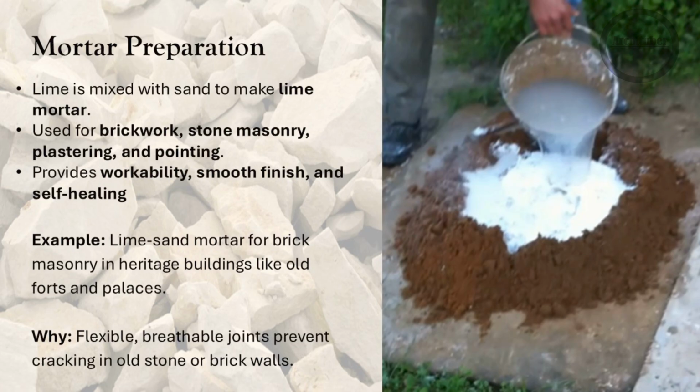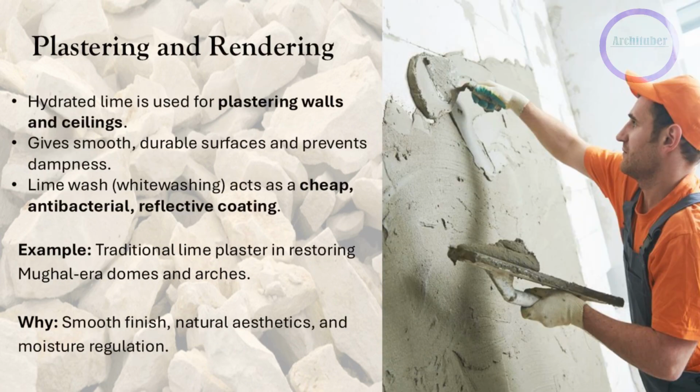Because it is flexible and breathable, joints can prevent cracking in old stone or brick walls. Then coming to plastering and rendering, hydrated lime is used for plastering walls and ceilings also. It gives smooth and durable surfaces and it prevents dampness. It also acts as a cheap antibacterial reflective coating.